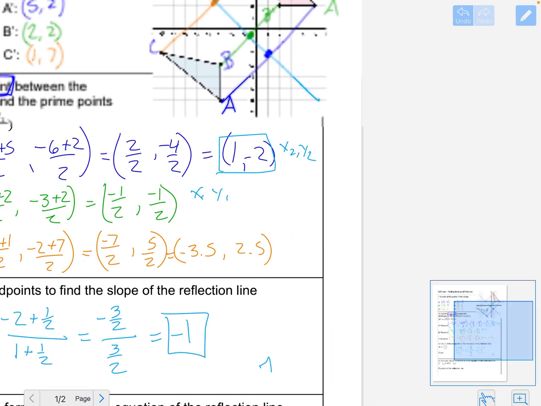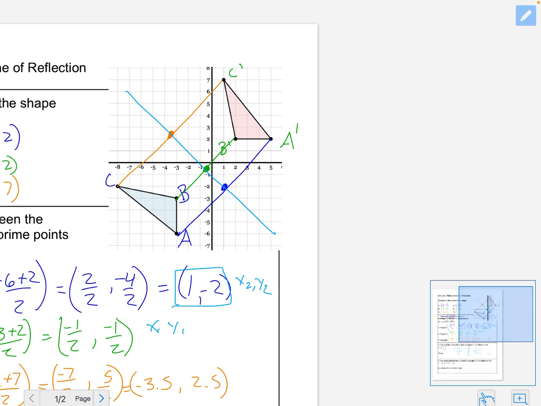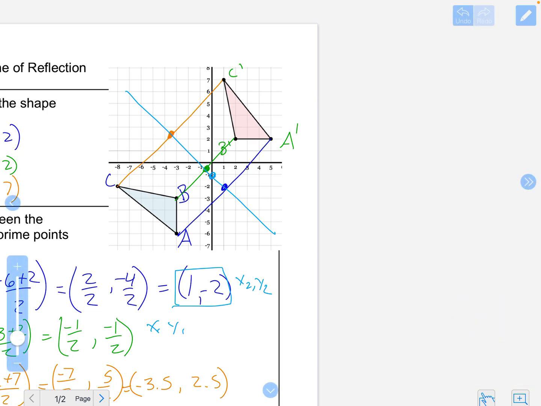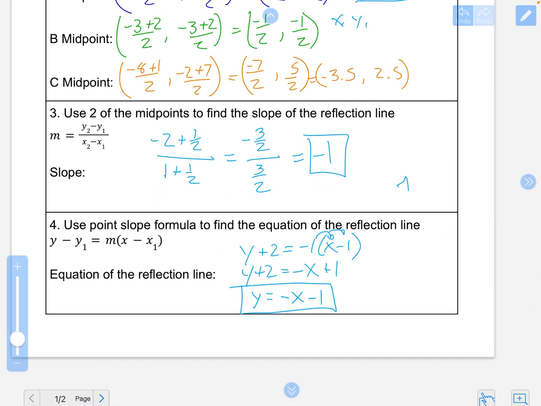So let's go and let's check. So negative x minus 1, so that would be my y-intercept. Down 1 over 1. Yep, that is my line of reflection, is y equals negative x minus 1.